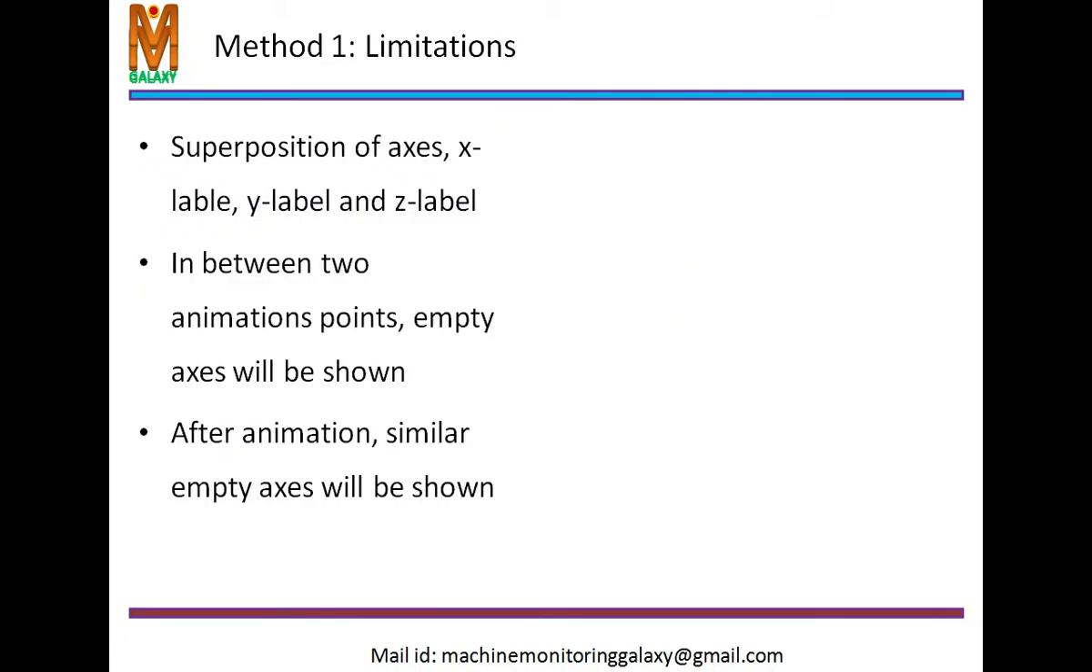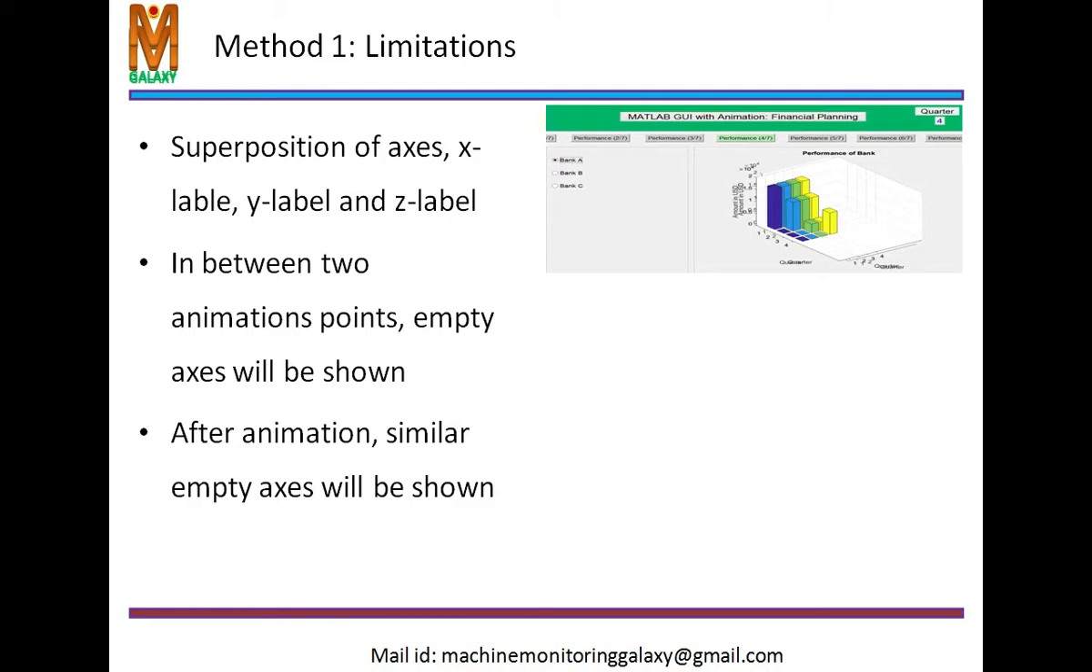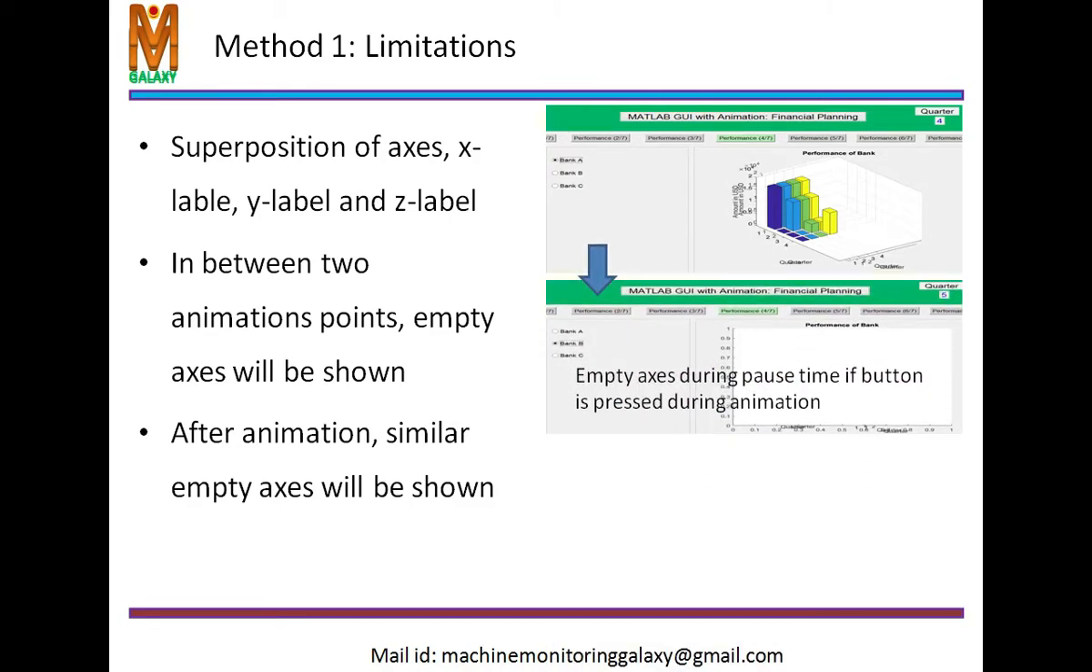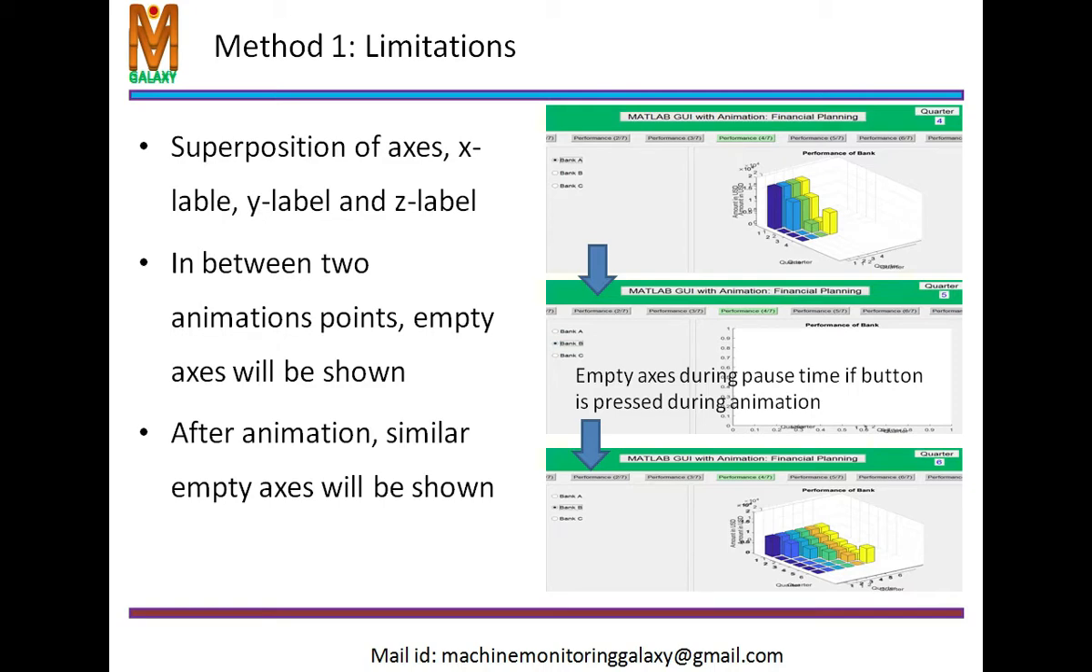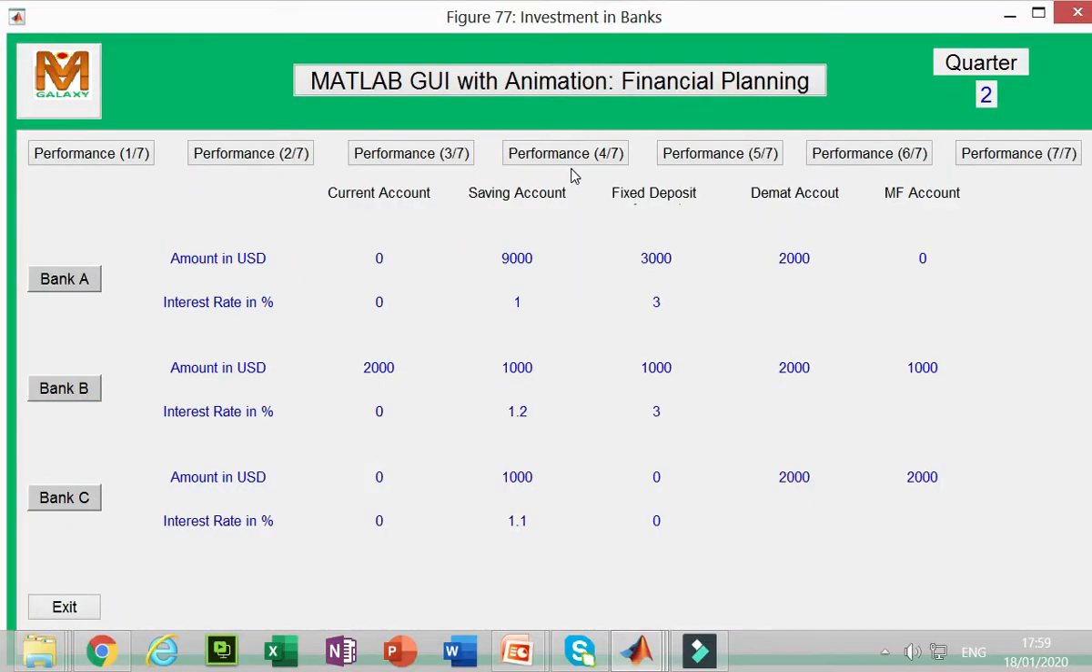But there are various limitations for method 1. First of all, the axes will have interference, that is superposition of axes of x level, y level and z level. In the transition stage there will be an empty axis, and after the animation a similar empty axis will be shown. So we cannot run the callback after the animation is done. So these are the three limitations.